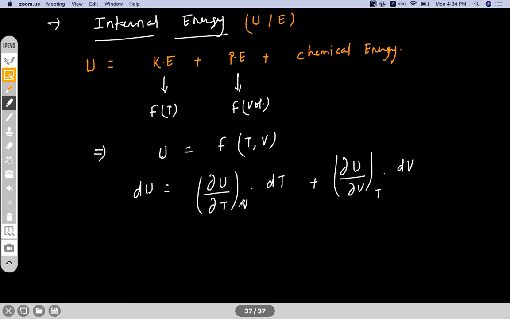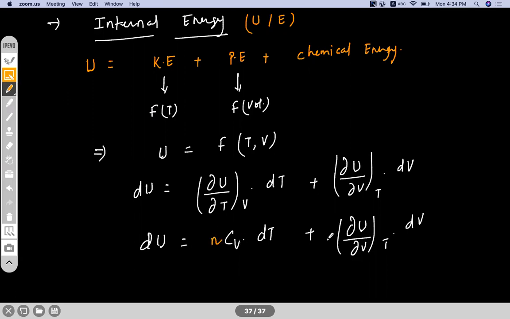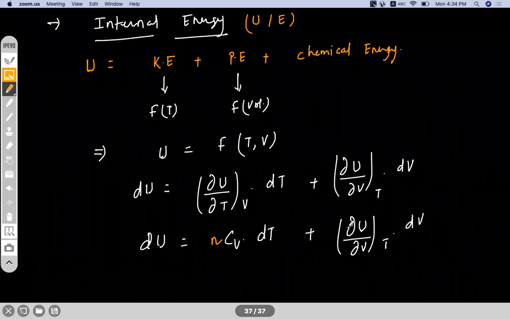dU/dT at constant volume is Cv. So dU is equal to Cv dT plus (∂U/∂V) at constant temperature into dV. Is it clear? This is for 1 mole. If you have n moles, dU can be written as n Cv dT. In general, for n moles, dU/dT is n Cv, so n Cv into dT. This is the formula for the change in internal energy.